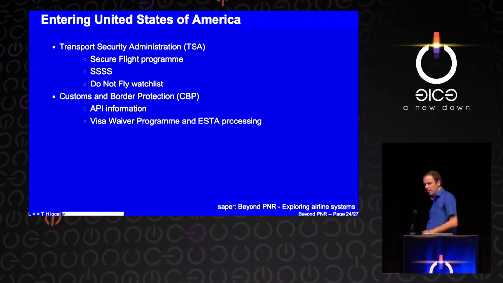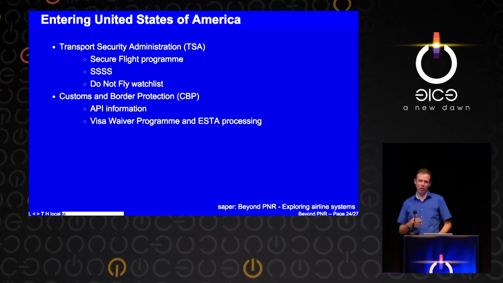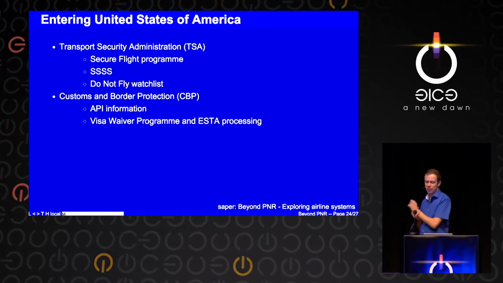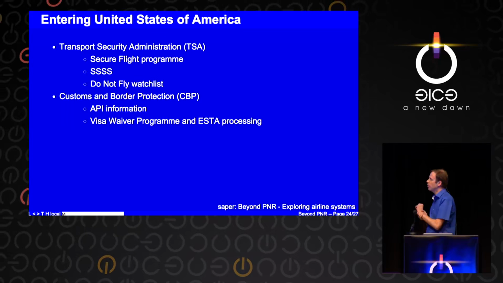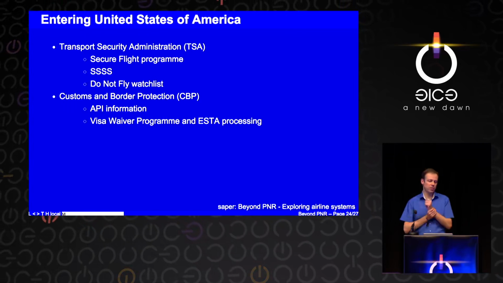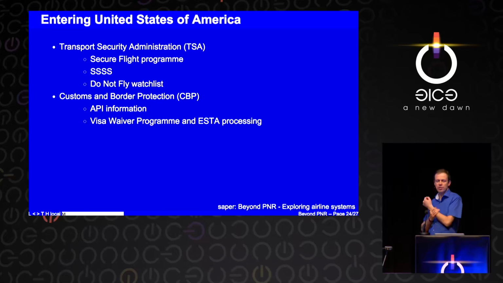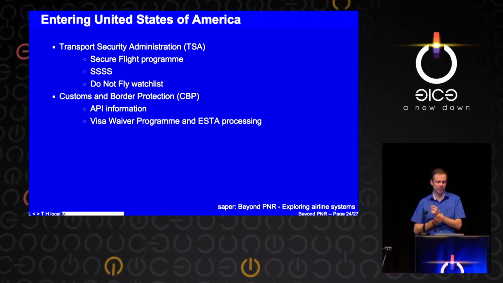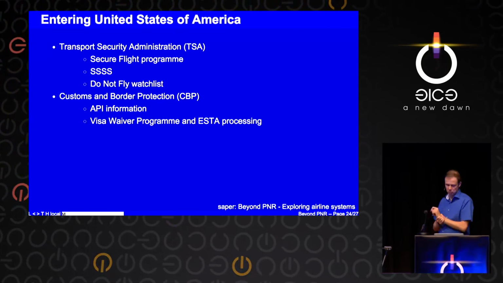I wanted to explain a bit of a special case, different from all other countries requiring some information: the procedures for entering the United States of America. Within the Department of Homeland Security, you have two organizations: the Transport Security Administration, TSA, very well known for patting down passengers, and Customs and Border Protection, which is the border police of the United States. They require similar information to be delivered.